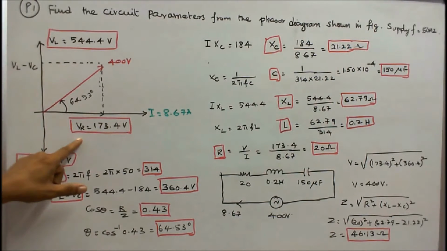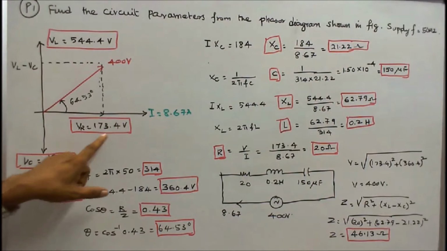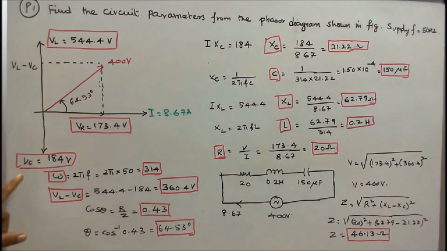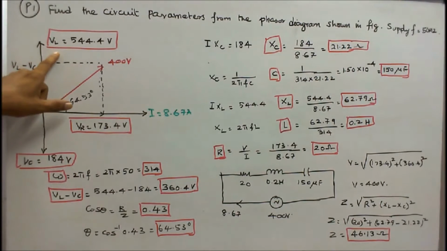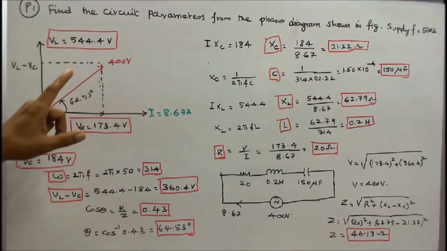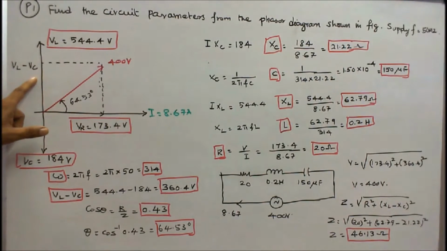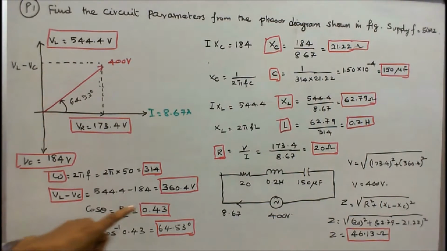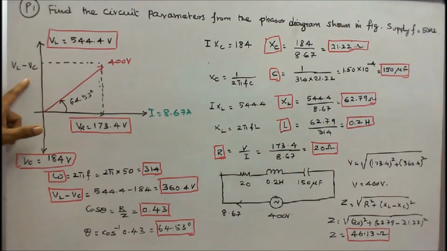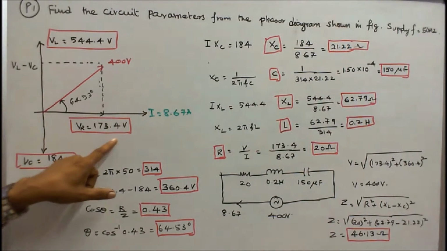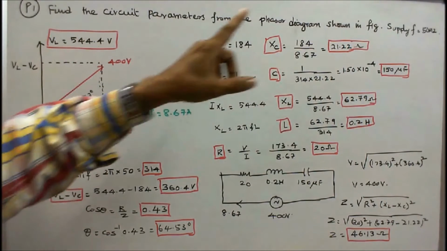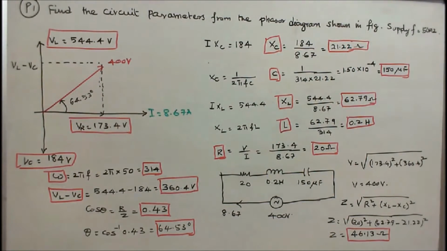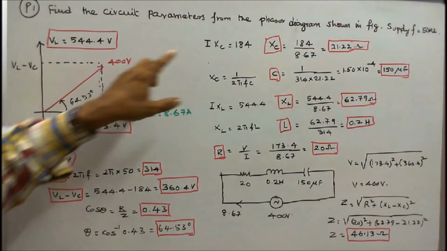The voltage across the resistor is given as 173.4 volts. Voltage across the capacitor is given as 184 volts. Voltage across the inductor is 544.4 volts. So VL minus VC is equal to 544.4 minus 184, that is equal to 360.4 volts. This is 360.4, this is 173.4. The resultant voltage is 400, that is the supply voltage. Frequency is 50.